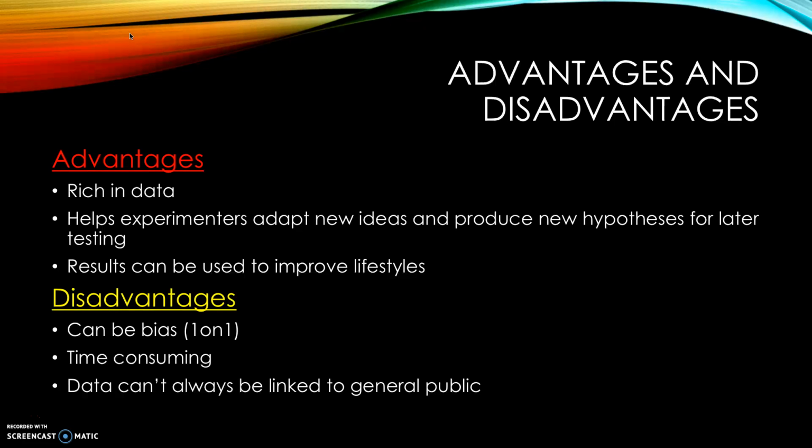Another advantage is they help experimenters adapt new ideas and novel hypotheses for later testing. And finally, the results can be used to improve lifestyles. This is because researchers can find out ways to help an individual become mentally or physically healthier. For example, if a gymnast's anthropometric figures were too low, they could be borderline underweight, and so the researcher would see that from the data and encourage them to put on weight to become healthier.